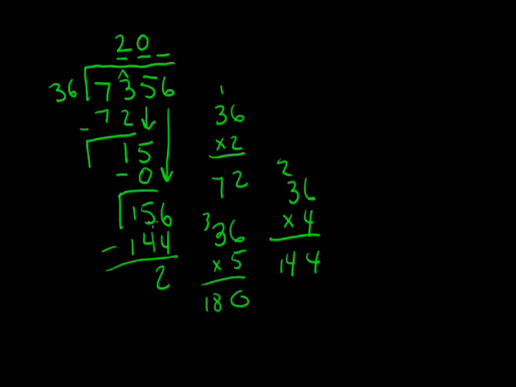There's nothing left to bring down, so our remainder is, let me write that 4 there, our remainder is 12 over 36. Reminder to check: 36 times 204 plus 12 must equal 7,356 on your calculator for it to be correct. And that is correct.